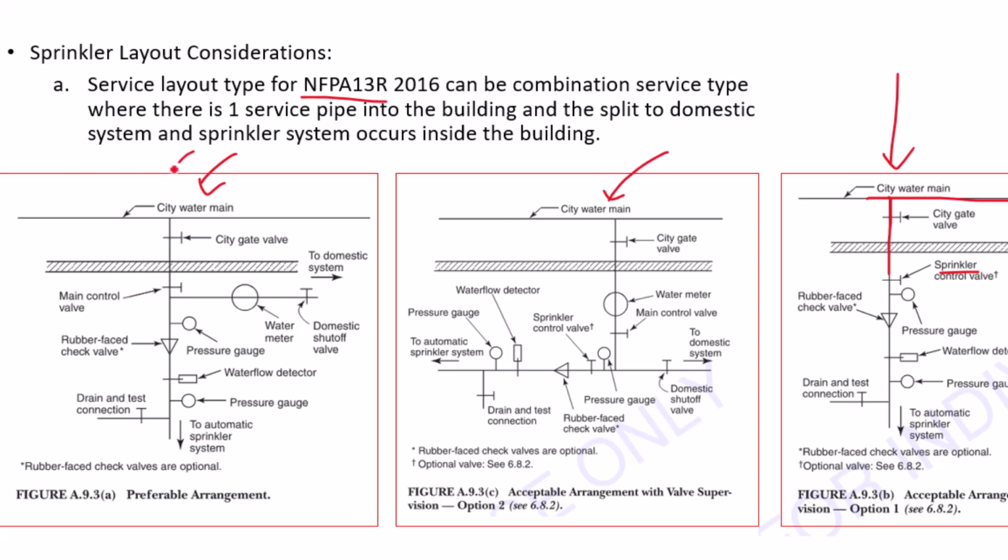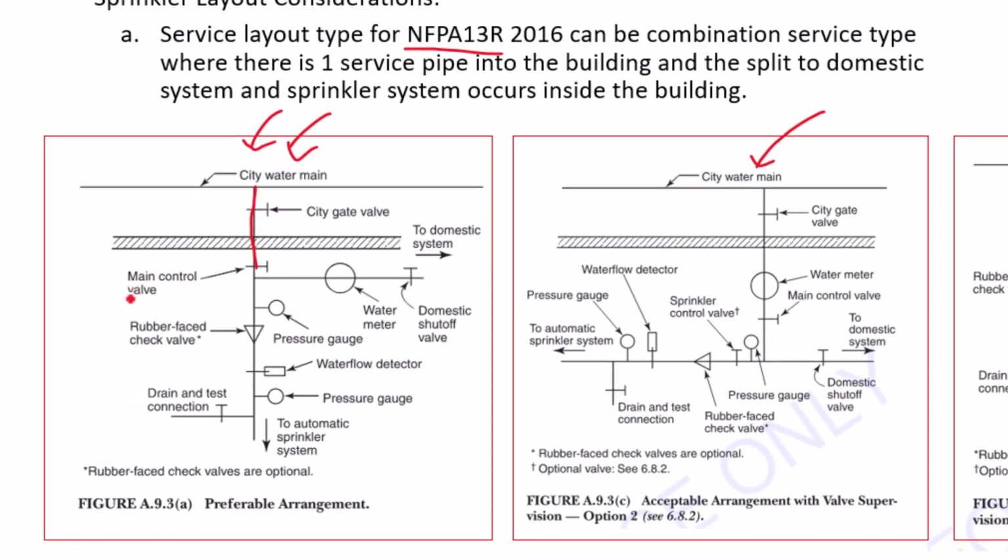The first one, which we'll go over here, you have one service line coming in, one combination service line that comes in, and then you have a main control valve, and then from there it'll split between the domestic and the sprinkler system. So in this case is a little bit different from this case here. So for this one, the combination service comes in and then it goes into the water meter. And then on this side, it'll split to the domestic and then the sprinkler side.